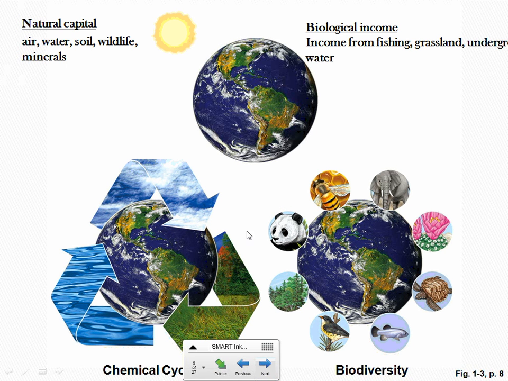There's natural capital: air, water, soil, wildlife, minerals that we can look at. There's biological income. Obviously, some people make a living by fishing, by grazing animals in a grassland area. Underground water sources are an example of biological income because farmers need that underwater resource in order to grow their crops.